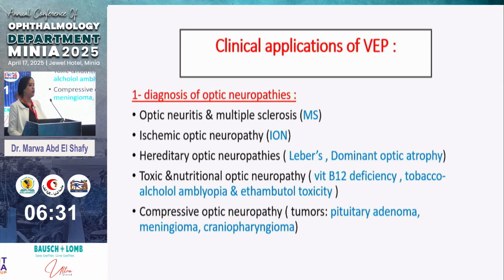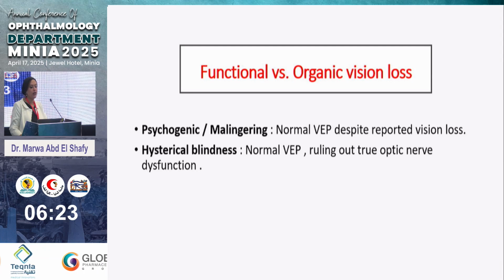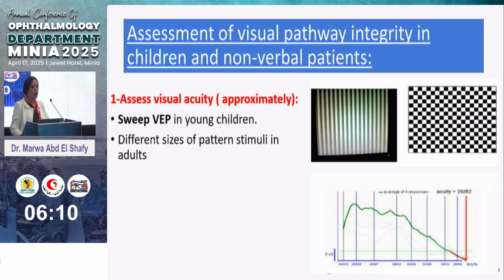The clinical application of VEP is essential in diagnosis of all types of optic neuropathies. Also, it's useful to differentiate between functional and organic visual loss. In cases of malingering or hysterical blindness, these patients will have a normal VEP in presence of reported severe vision loss. Also, in assessment of visual pathway integrity in children and nonverbal patients, we can assess the visual acuity approximately by using sweep VEP in young children or using different sizes of pattern stimuli in adults.